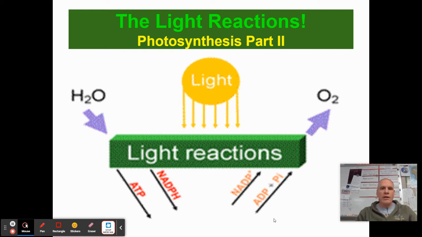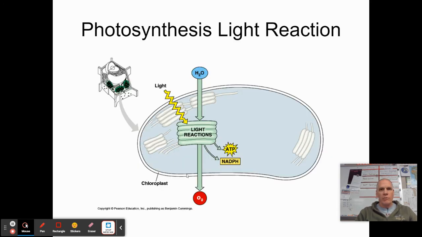So I like this little diagram because it shows everything you need to know basically. We see light is providing the energy. And what's that going to do? We're going to have water coming in as a reactant. We're going to have oxygen coming out as a product. We're also going to produce NADPH and ATP. So let's go ahead and do our deep dive into the light reactions.